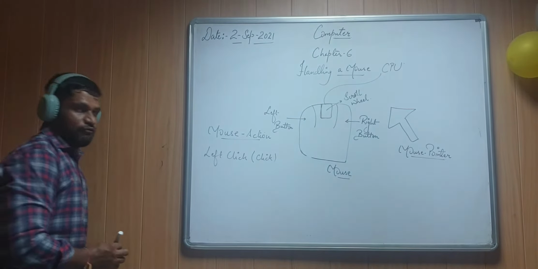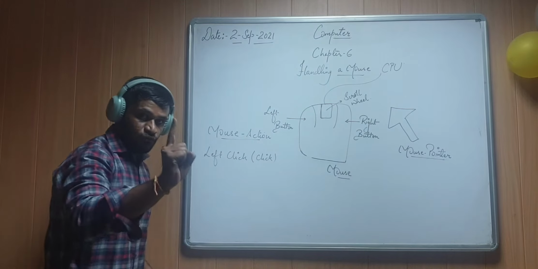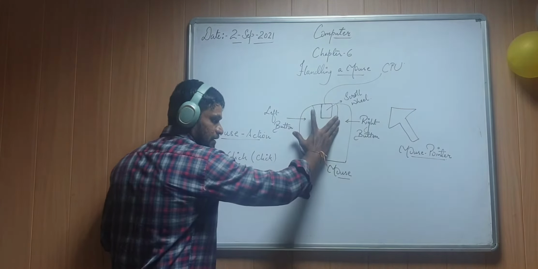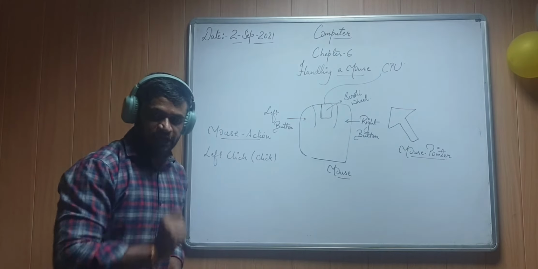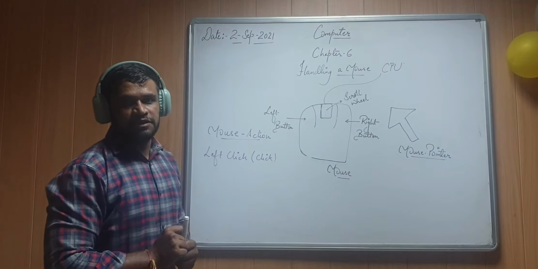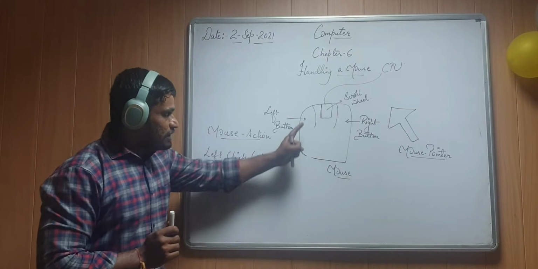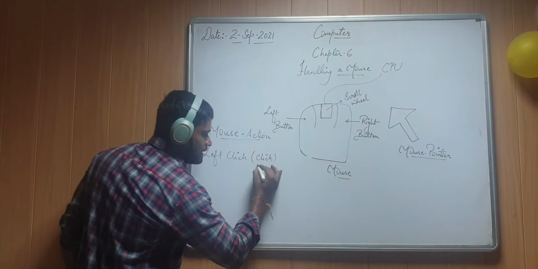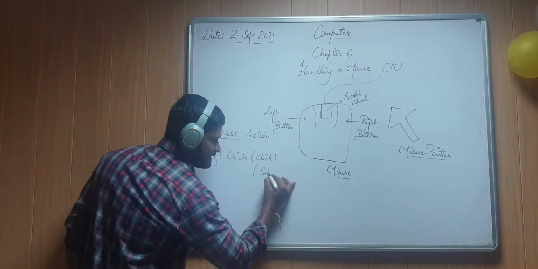Left click is when you press the left button for one time. While keeping your finger on the first button, the left button, click the left button for one time. That's your left click. It gives the sound of click like this. Okay, so that's the click. Why do we normally do left click? We normally do left click to select the icons.